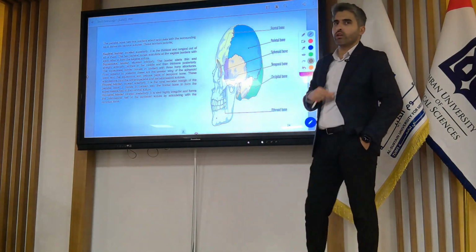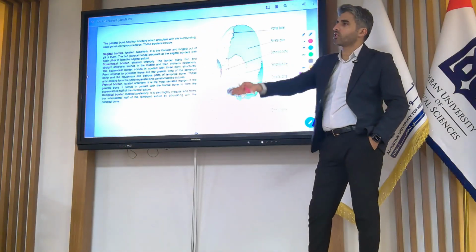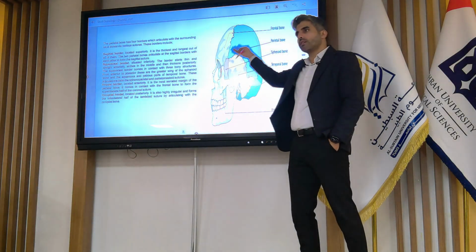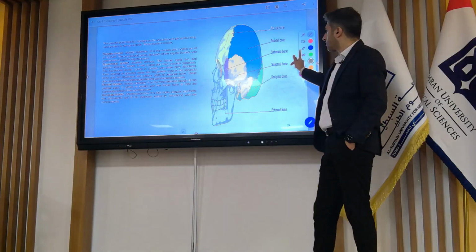Again, articulation of the parietal, we know that anteriorly attached to the frontal, posterior to the occipital, laterally to the temporal, medially attached to the midline. We know this.